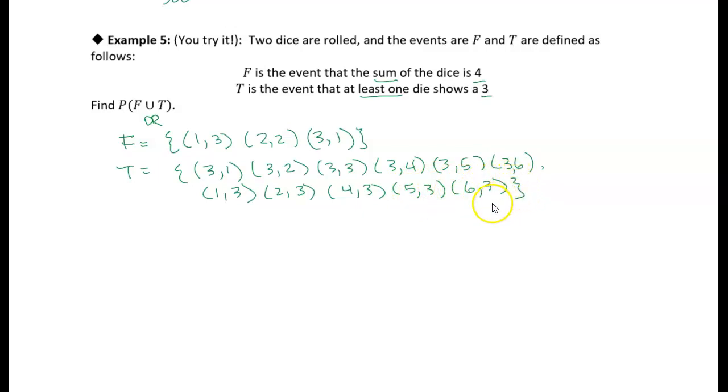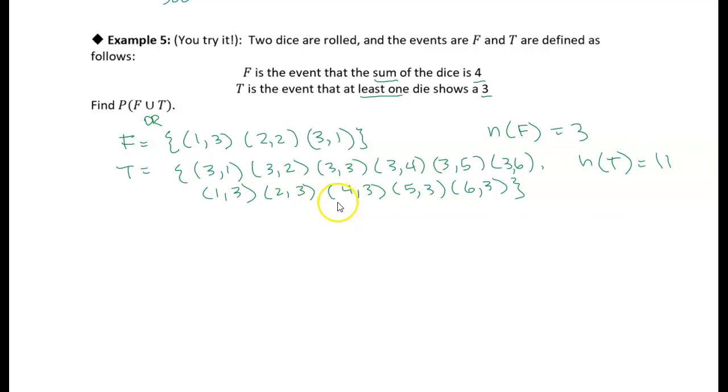Recall that we're treating the dice as if the order matters, in order to get mutually exclusive events. Just trust me, consider the order of the dice as if it matters. Now we've listed out all these sets. We can see that the number of elements in F is 3. The number of elements in T is 6 plus 5 more, which is 11, because they have that one overlapping event.